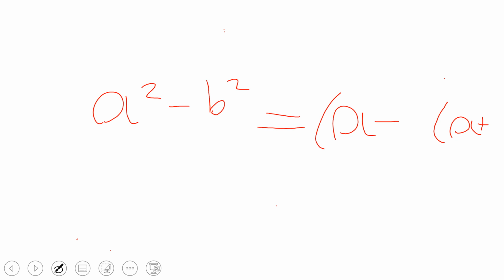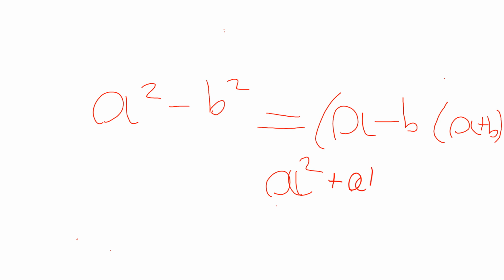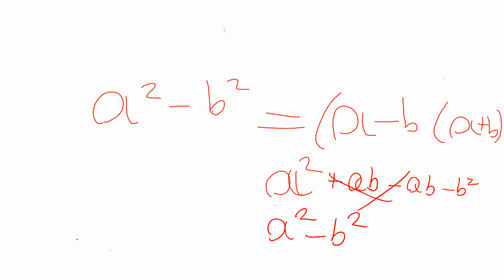I'm going to pair the negative with the positive, and then I have a b right here, and then b squared. So when we expand this, a multiplied by a plus b, it's a squared plus a squared plus ab, minus, over here, ab minus b squared. These two terms cancel, and we have a squared minus b squared.